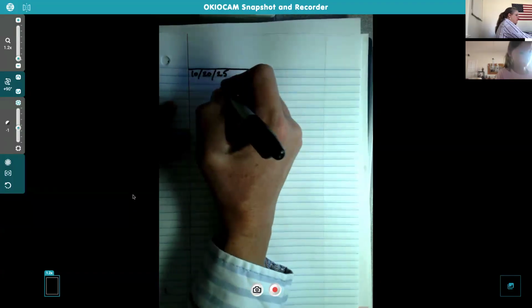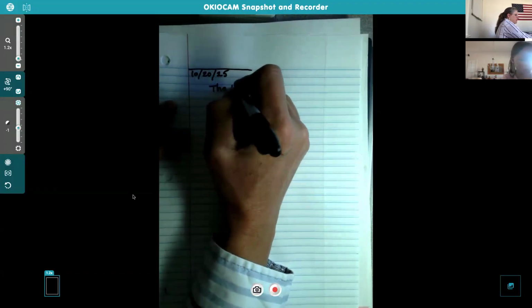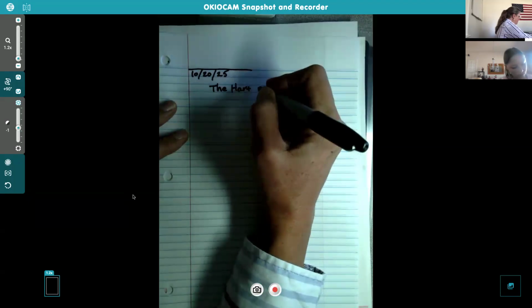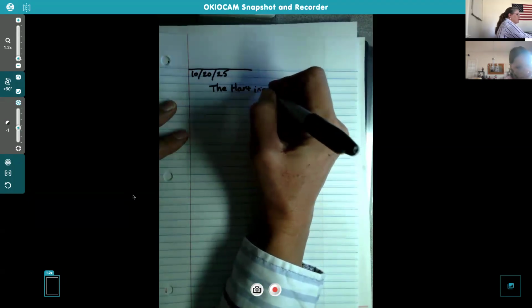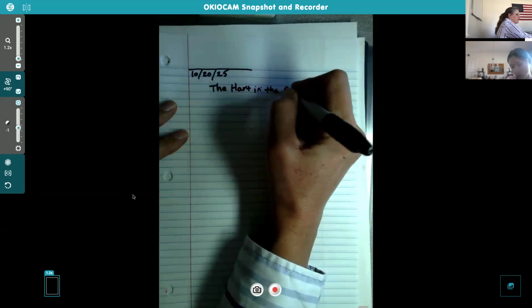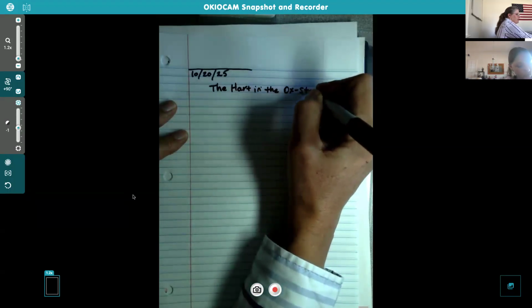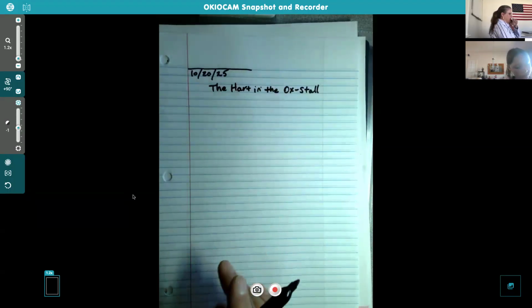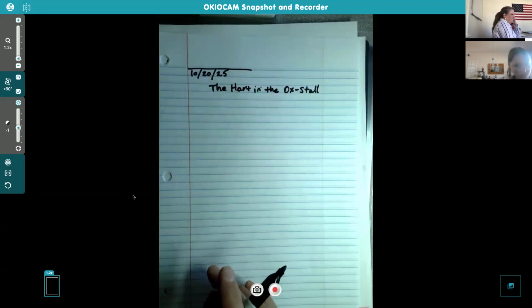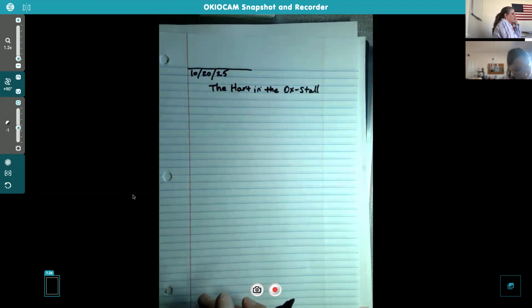This story is called The Hart in the Ox Stall, and it's H-A-R-T. Sounds like this is hard. We're about to find out. It's a horse. No. It's some sort of deer. Deer horse thing. And an ox stall is a stall for an ox. Hence the name ox stall. An ox is a livestock animal that helps pull plows and is really strong, in the cow family.